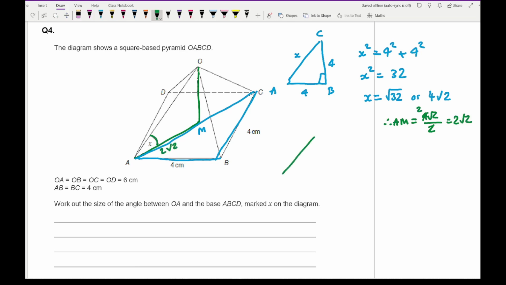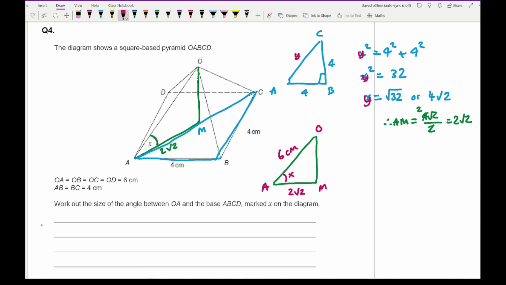So if I then take that green triangle out, now this is the X that really probably shouldn't have used X. Let's just change that for a while, though it may be a bit too late to do that. So then from this, I've got this length here as being 2 root 2. Let me just label this triangle again. This is the angle X, and I know that AO is 6 centimeters.